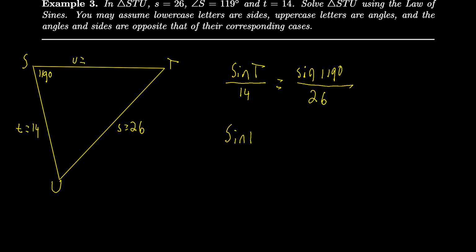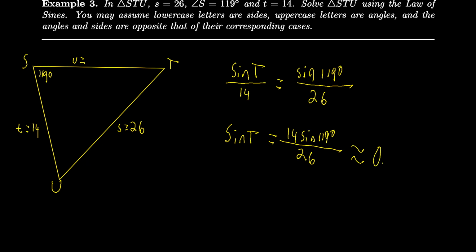I see no reason to do that. So we say that the sine of t, and remember, we're trying to solve for t, so we're going to have to take the arc sine of both sides at some point. So the sine of t is, multiply both sides by 14, so it's 14 sine 119 degrees over 26. And we get that that's something. So we shove that into a calculator. So when we do that, we get about 0.47.